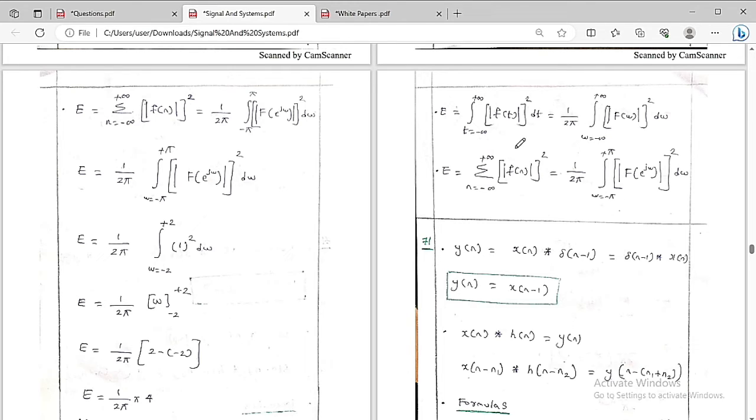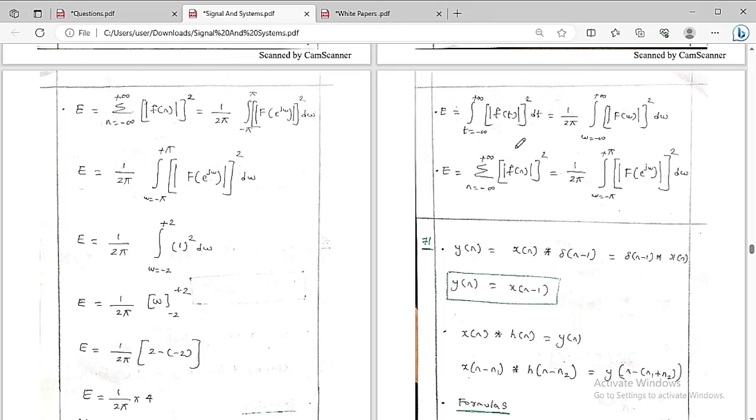So the expression of the energy in the continuous time case is E equals integration of t equals minus infinity to plus infinity of mod of f of t whole square dt, equals 1 by 2 pi integration of omega equals minus infinity to plus infinity of mod of f of omega whole square d omega. And the expression of the energy in the discrete time case is E equals sigma n equals minus infinity to plus infinity of mod of f of n whole square, equals 1 by 2 pi integration of omega equals minus pi to plus pi of mod of f of e to the power of j omega whole square into d omega.